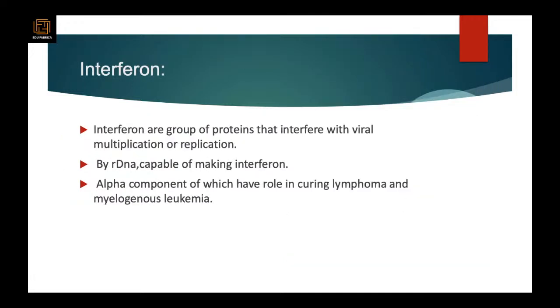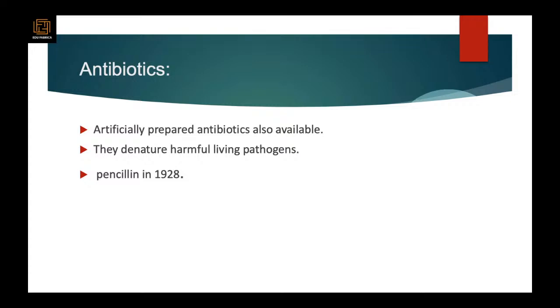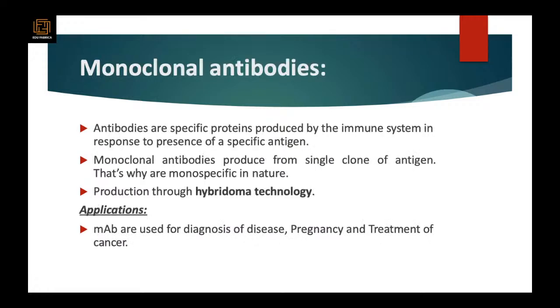Then interferons. They are a group of proteins that interfere with viral multiplication or replication. By recombinant DNA technique, we are capable of making interferons, an alpha component of which has a role in curing lymphoma and malignant leukemia. So all these are possible in case of interferon. Then antibiotics. So artificially prepared antibiotics are also available. They destroy harmful living pathogens. Penicillin in 1928 was produced like that.